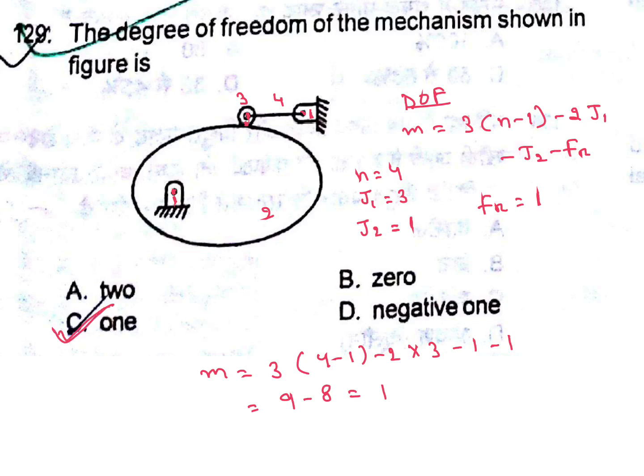The redundant link is important. This 3 is the redundant link, because if you rotate link 3, it won't affect the other links' movement. So this is the redundant link. So finally we will get degree of freedom or mobility equal to 1.